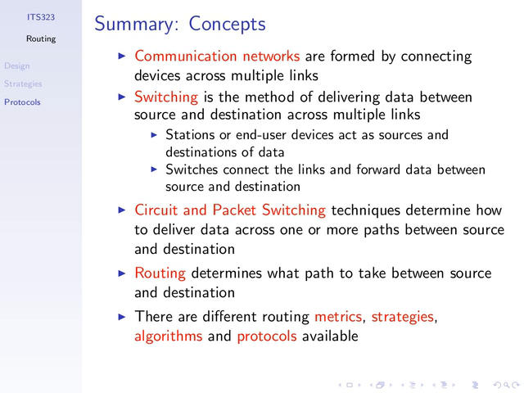Stations, or the end user devices, are the sources and destinations. Switches are special devices inside the network that connect via multiple links. We looked at circuit and packet switching, two different approaches for delivering data through switches. Switching is about getting the data from source to destination. Routing is about choosing the path to take. Routing is about finding the best path to get from source to destination, determining the path.